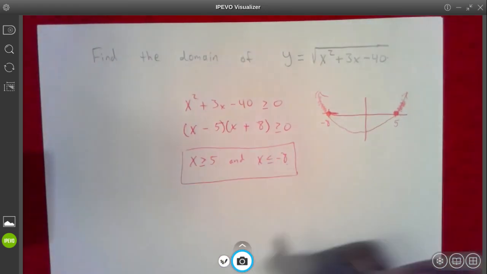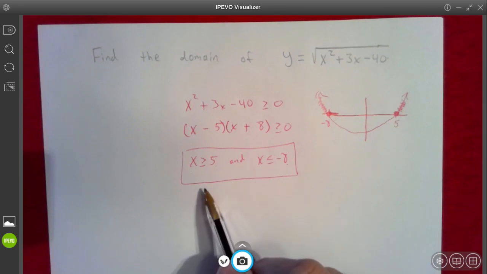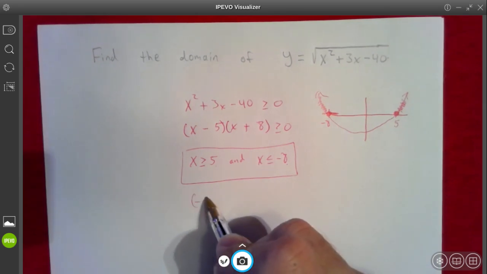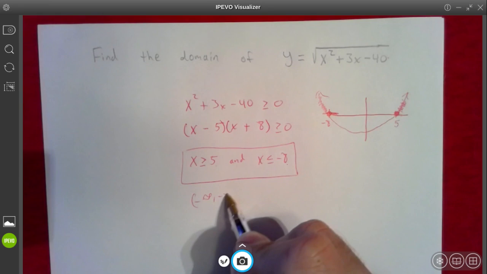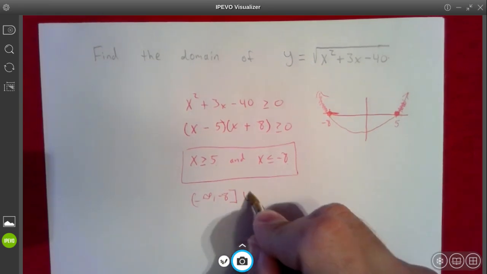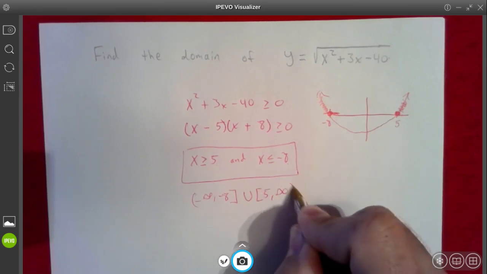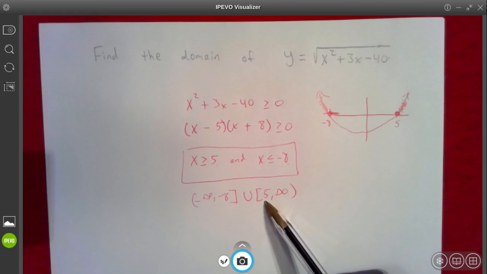All right, you could describe it like this. This was algebraic notation. For the interval notation, it was -infinity to -8, which was all the numbers less than -8, union from 5 to infinity. Okay, interval notation, algebraic notation. All right, let's go ahead and do one more.